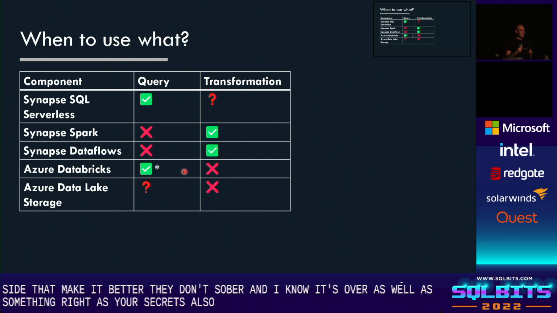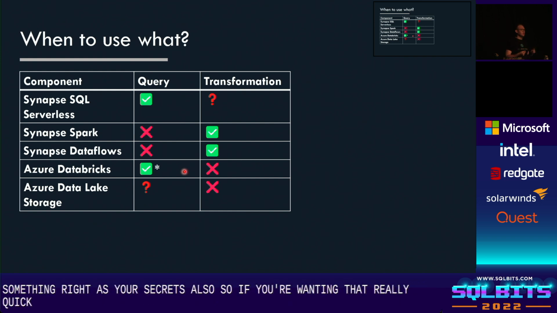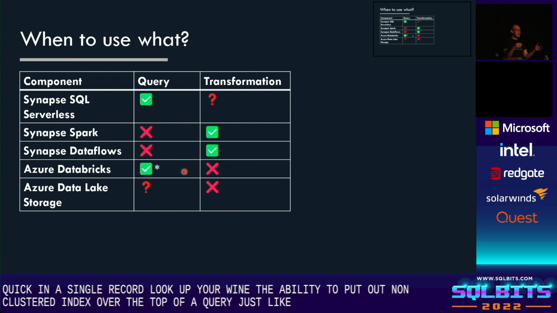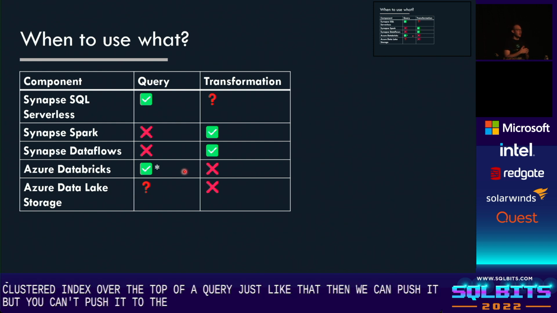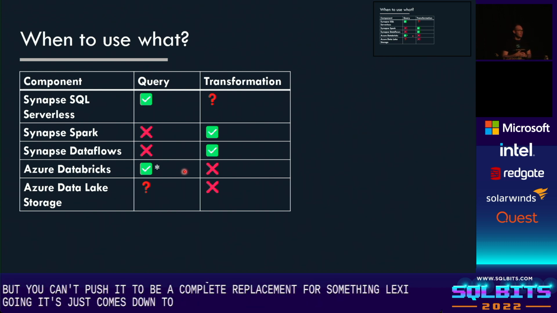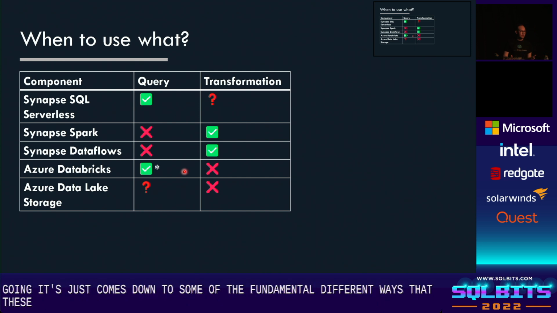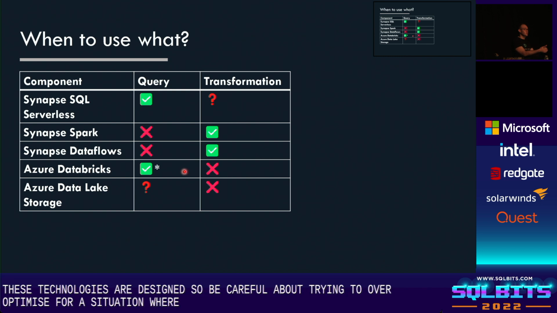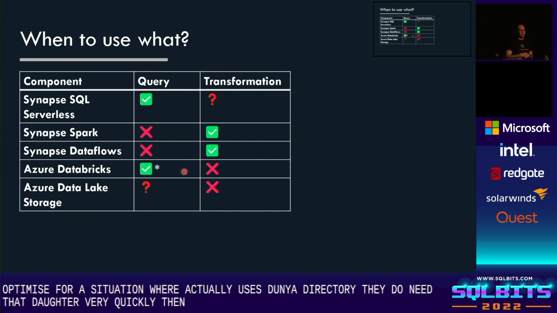So if you're wanting that really quick, single record lookup, you're wanting the ability to put a non-clustered index over the top of a table to make that query a whole heap faster, then with Databricks you can push a little bit, but you can't push it to be a complete replacement for something like SQL. And that just comes down to some of the fundamental different ways that these technologies are designed. So be careful about trying to over-optimize for a situation where actually your users do need direct query, they do need that data very quickly, then you often end up much more in the relational databases.